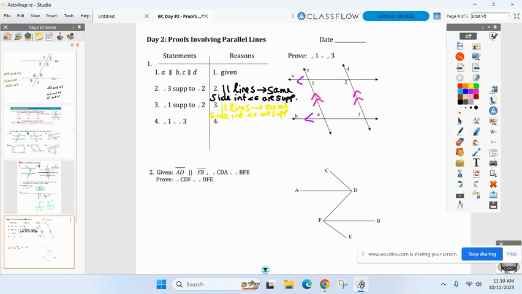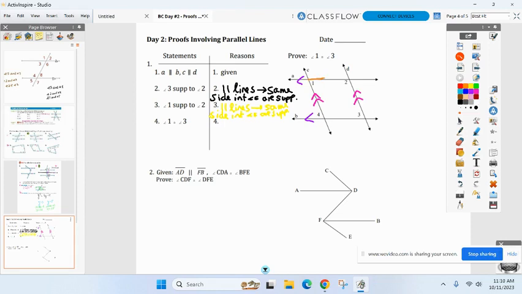Okay, now I need to get 1 and 3 congruent. And before I let you go to your group and decide why, first, I want to show you 1 and 3 have no relationship. And when I say no relationship, they're not alternate interior, same side, or corresponding. Here's how I know. And here's how you guys can always test to see if angles are related or not.